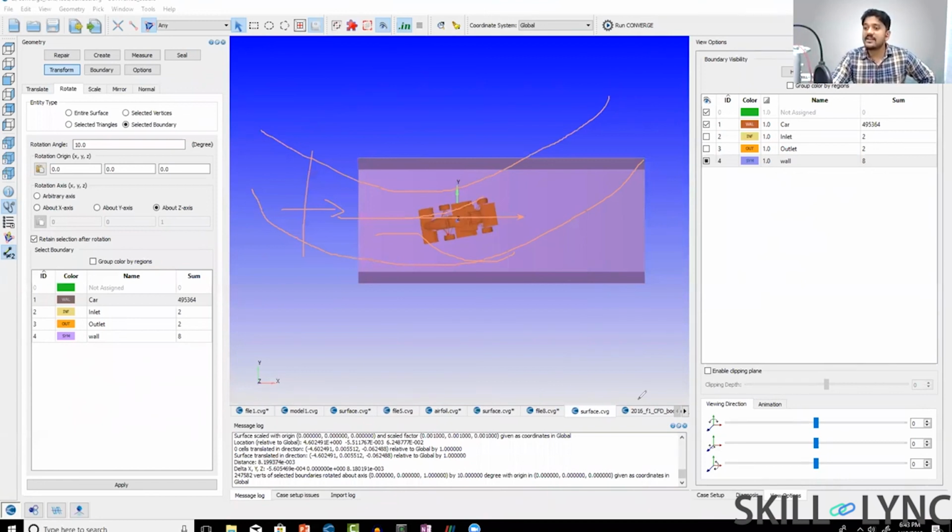Okay, there we go. So that's the type of analysis that I want. 90-degree turn, maybe at around 30 km/h. So then your inflow should be adjusted accordingly. But that's it. That's the only boundary condition that you have to change.